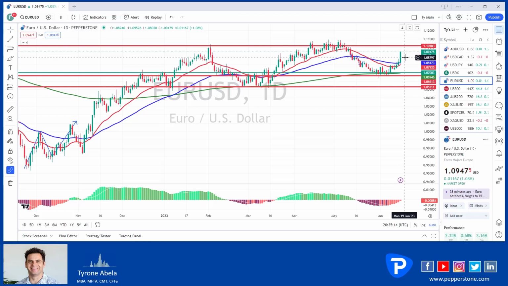Just look for small pullbacks on the smaller time frames to the 20 moving average if you want to get involved. Little pullbacks to the 20 moving average in the direction of this momentum, and with a target of around that 110, it should be pretty good on the euro.